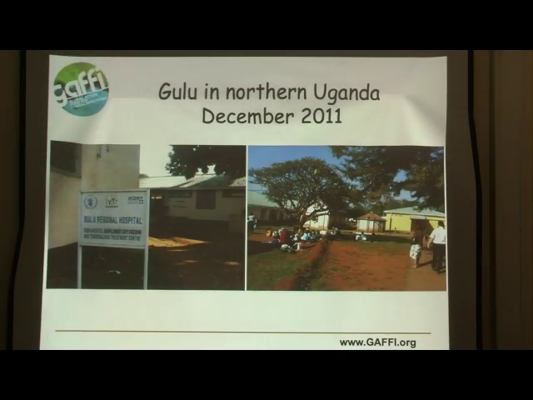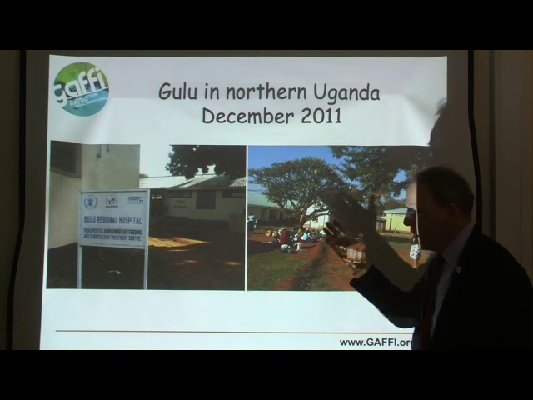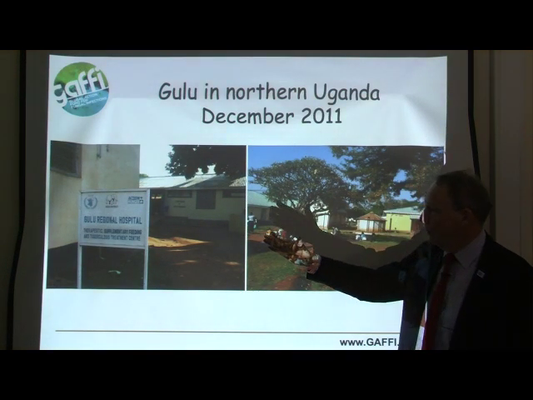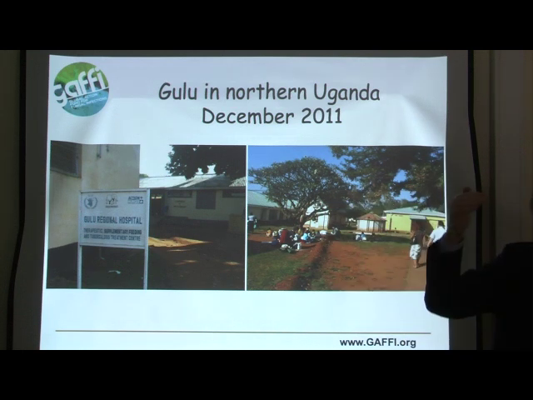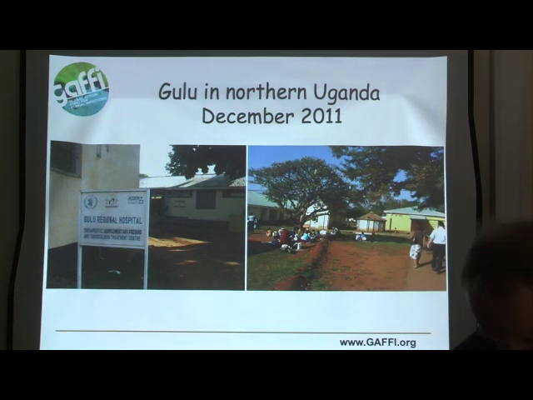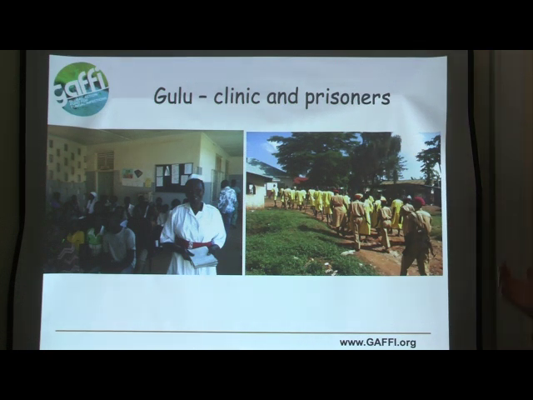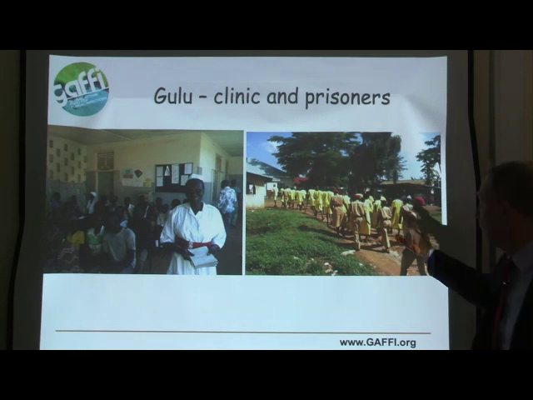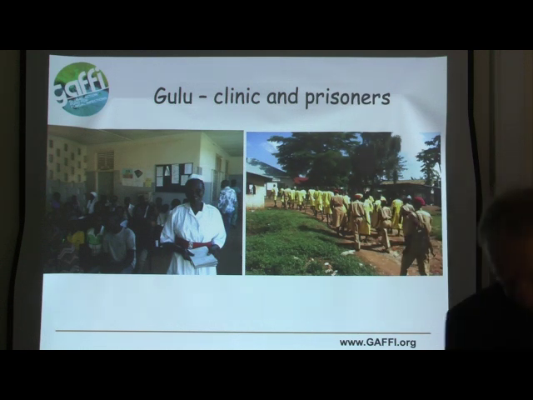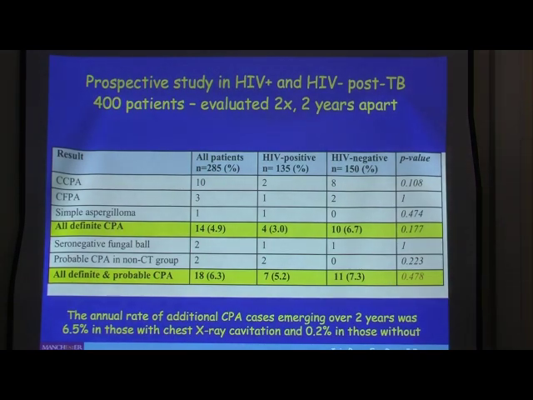Now, we've been interested in how common this infection, chronic pulmonary aspergillosis, is in Africa. And in Gulu in northern Uganda, we started a study which is just now in press, which I'll show you the results of. This is the referral hospital in the north of the country, and these types of appearances of patients and the sunny area will be familiar to you. These were the prisoners being walked in to have their HIV therapy. And we looked over a 2-year period.